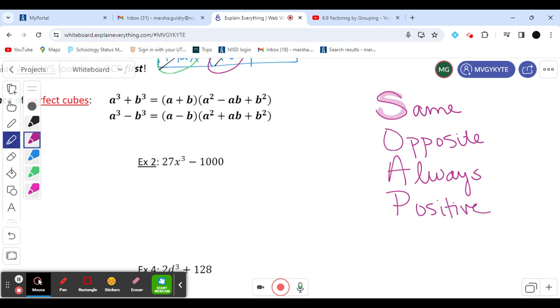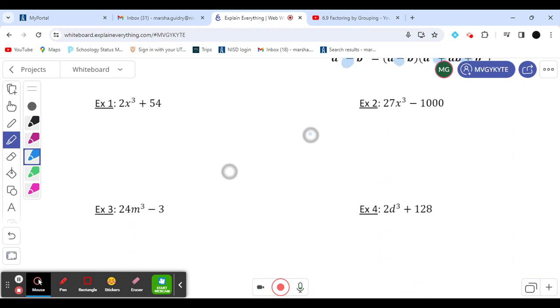So if you look at these problems, if I start with an addition problem, the first sign is the same, the second sign is opposite, and the last is always positive. If we started with a minus problem, the first sign is the same, the second one is opposite, and the last one is always positive. So that's how the sign patterns work. Let's just do 4 quick examples.